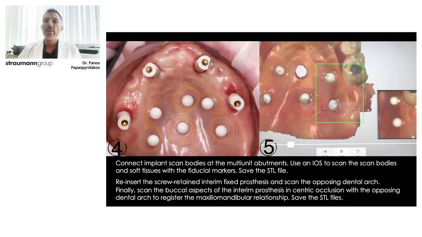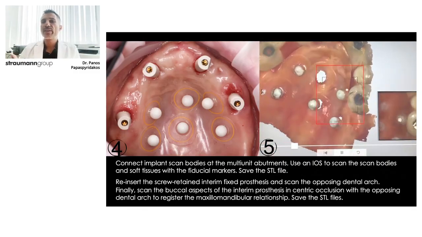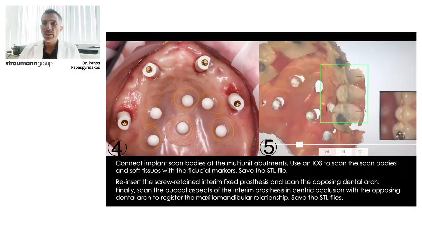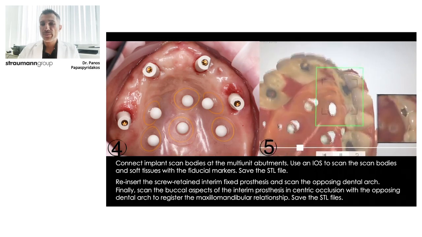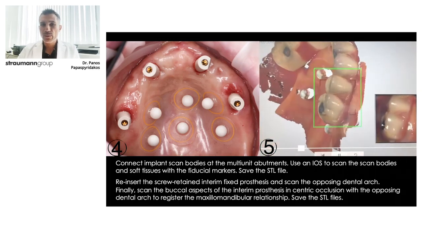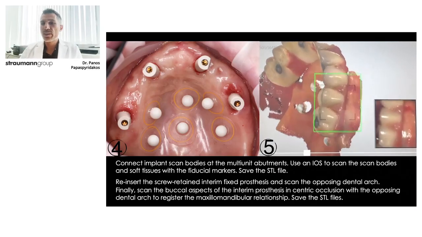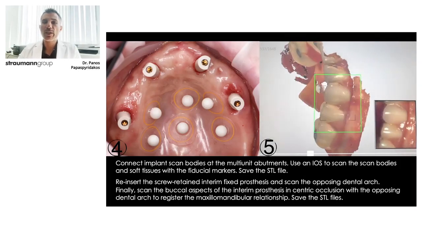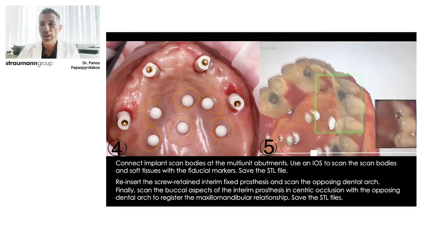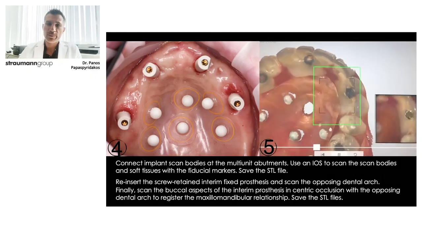After we finish with the double digital scanning, we can reinsert the provisional prosthesis, and before we send the patient home, we will scan the opposing arch, in this case the mandible, and we will also scan the buccal aspects of the interim prosthesis in centric occlusion with the opposing dental arch, so that we can register the bite, the maxillomandibular relationship. All these files will be saved.